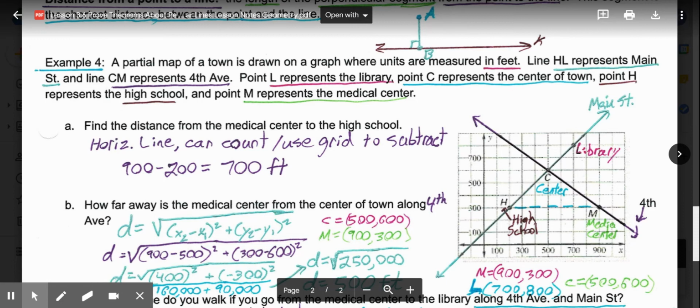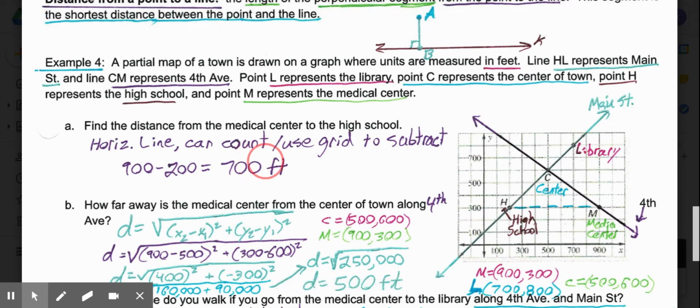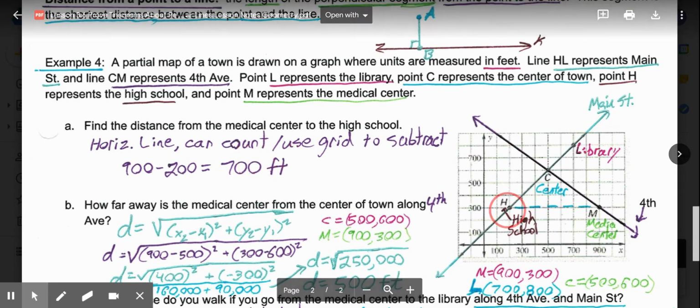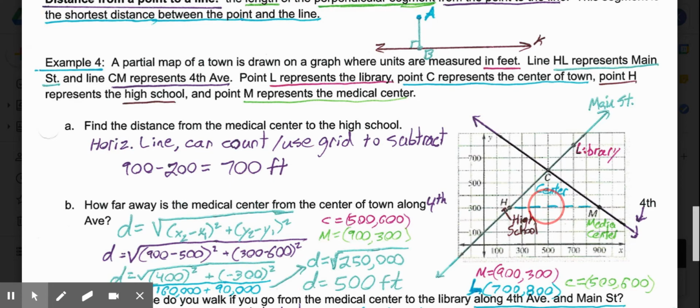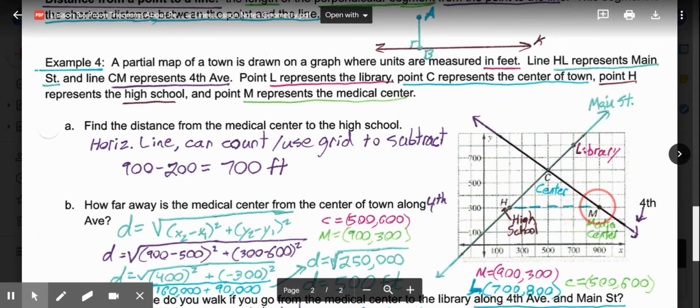So part A wants us to find the distance from the media center to the high school. It doesn't say anything about traveling along the roads, so we can simply find the distance from the media center to the high school by either counting along the horizontal line here, or using the grid to subtract. The media center along the x-axis is at 900, high school is at 200. So 900 minus 200, they are 700 feet apart. Or you could count from H to M, 100, 200, 300, 400, 500, 600, 700 feet.